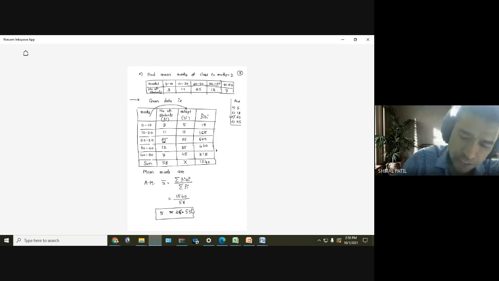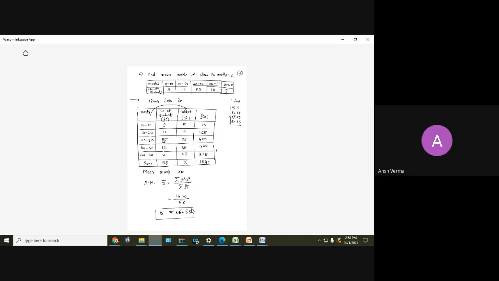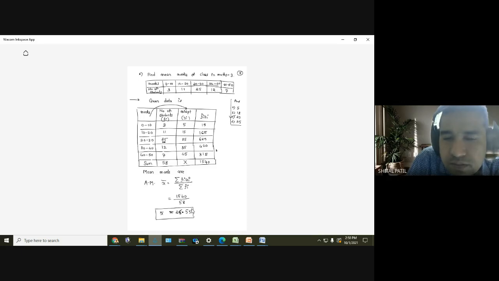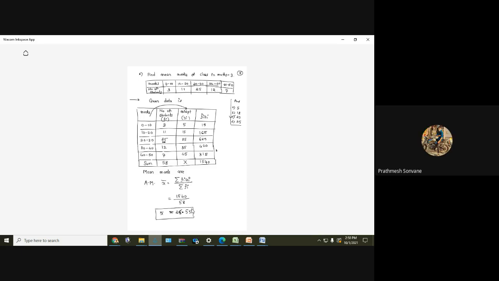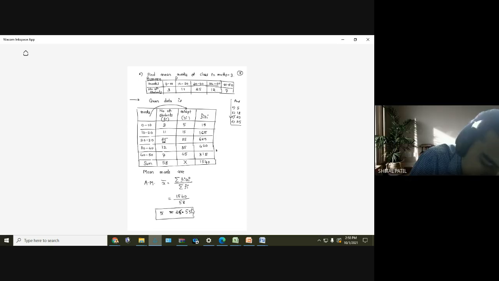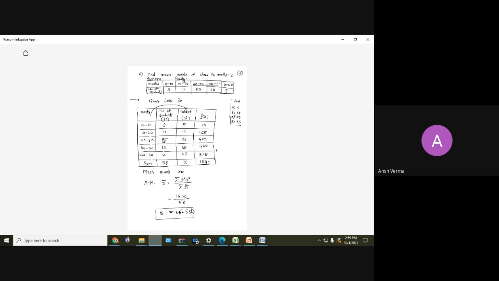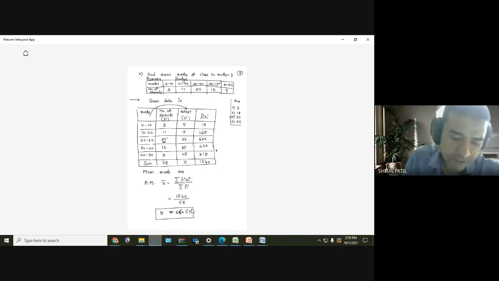Can you give me the names of a few players from our Indian cricket team? Virat Kohli is known to me. Who else is there in our Indian team? Rahul. Rohit Sharma. Bumrah. Okay. Hardik Pandya, sir. Pandya's spelling is Pandya. Okay, no problem.